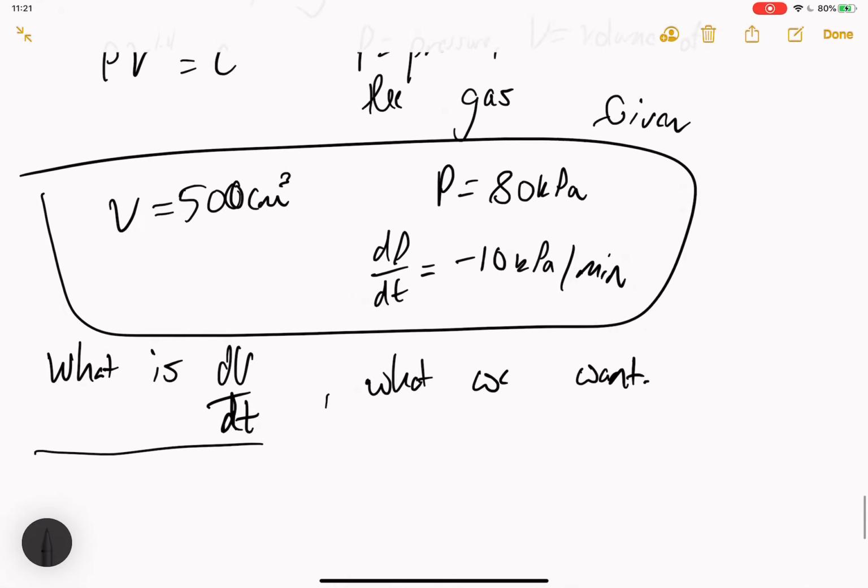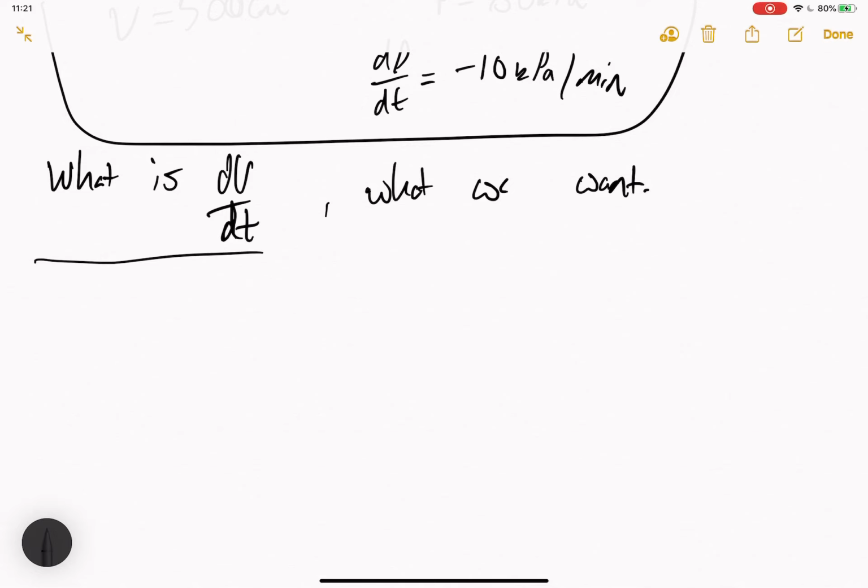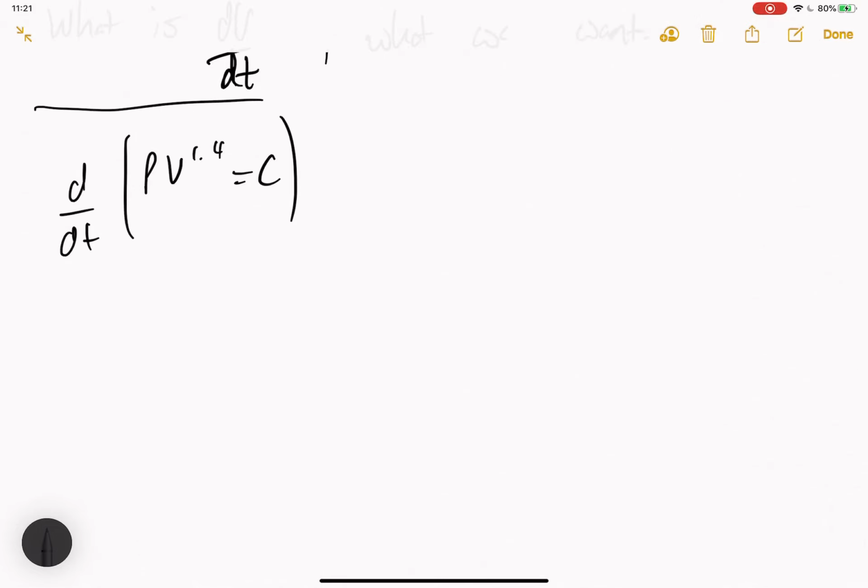But what is dV/dt? Well, we have to look at this equation, P times V^1.4 is equal to C. You have to take a derivative with respect to time. What that gives us is that this is actually going to be a product rule. So I'm going to go ahead and rewrite that. The derivative d/dt of a constant is equal to 0 because constants don't change. So this will be dP/dt times V^1.4, because this is going to be the product rule.